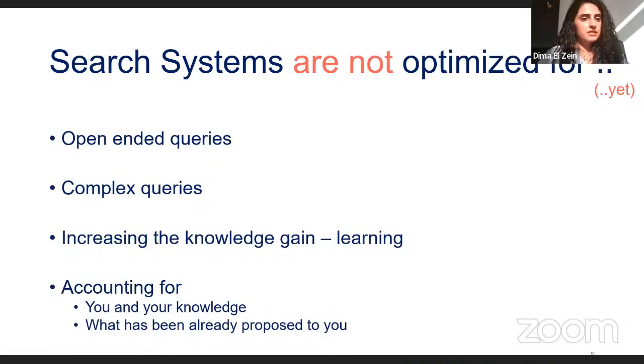So the problem we'll be discussing today is that search systems are not yet optimized for open-ended queries, for complex queries, and they do not care whether I will learn something or not, because they do not know what I know. They do not account for you, neither your knowledge, and they just propose the information for you, and it is your task to change your query or to hop from one page to another in order to receive the information you might need.